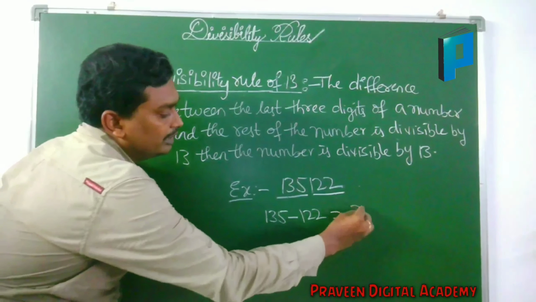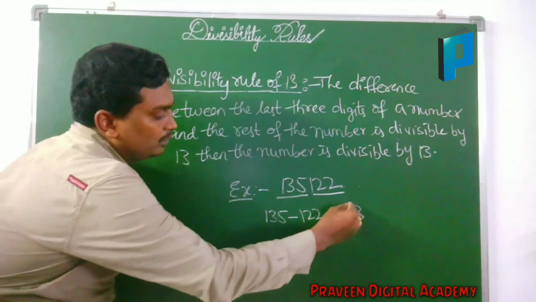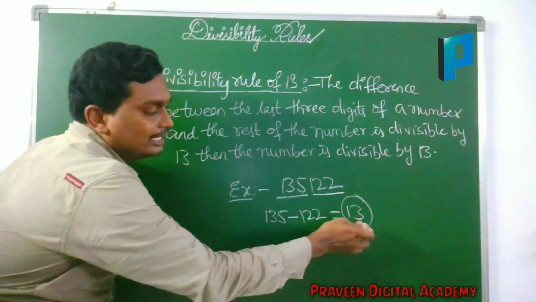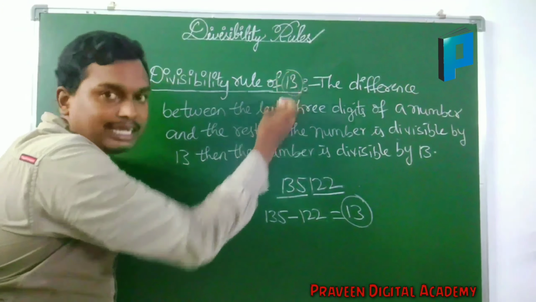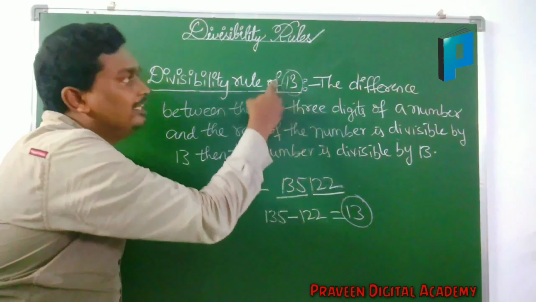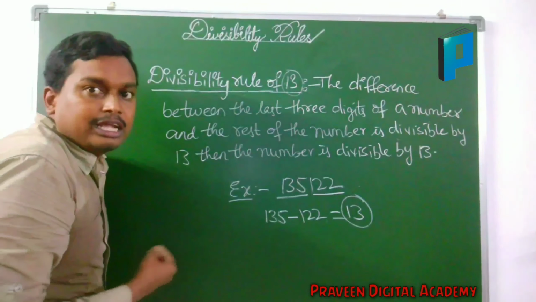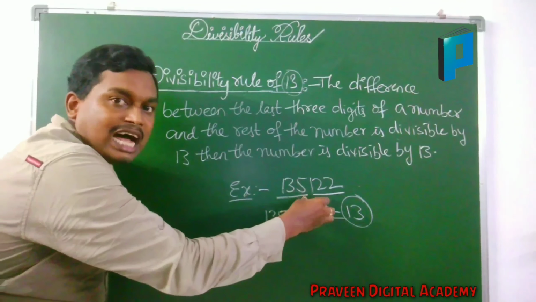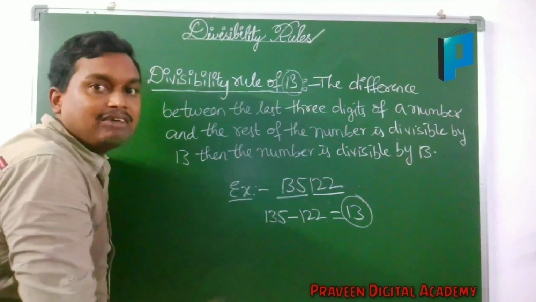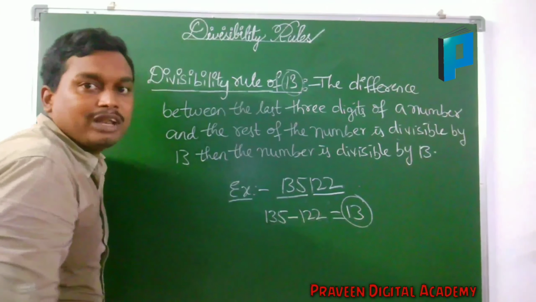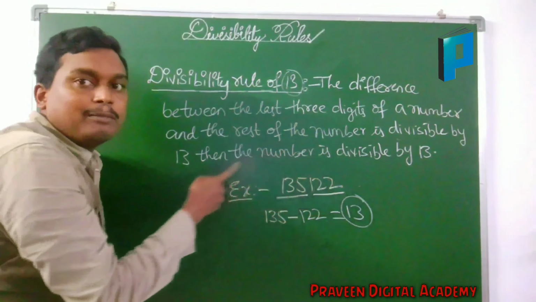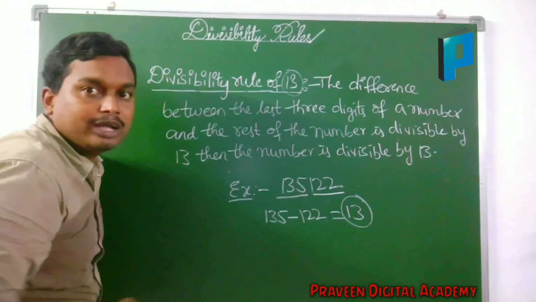So what do we get here? 5 minus 2 is 3, 3 minus 2 is 1, 1 minus 1 is 0. So we got 13. This 13 is divisible by 13, so we can say that 135122 is divisible by 13. In this way, the last 3 digits and the rest should be subtracted, and whatever answer we get should be divisible by 13. Then the total number is divisible by 13.